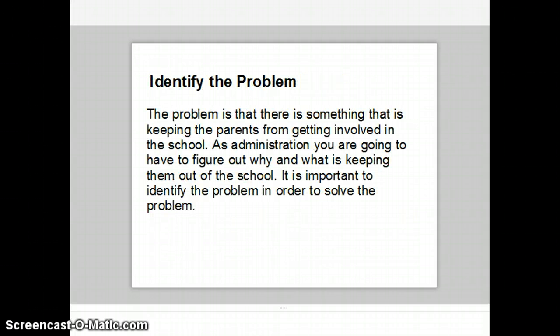So our problem is that there's something that is keeping the parents from getting involved in the school. As administration, you're going to have to figure out why and what is keeping them out of school, and it is important to identify the problem in order to solve the problem. So we have to talk to some parents. You might have to go out and talk to some parents, and ask why aren't you getting involved in our schools? You've got to figure out what is going on at home in order to solve the problem and why they're not showing up to meetings and school events.